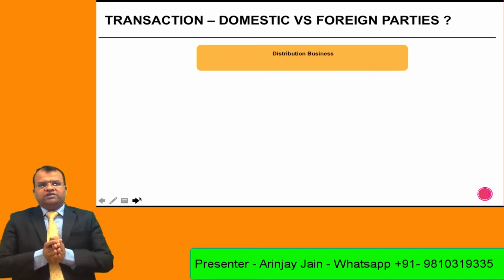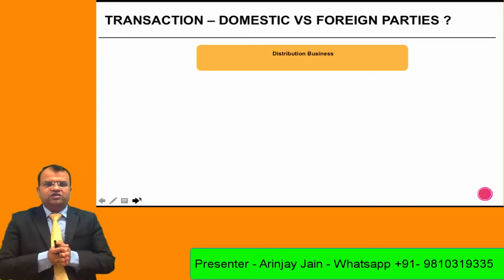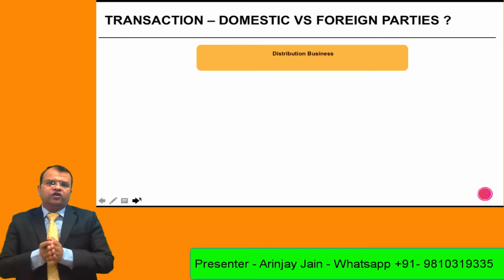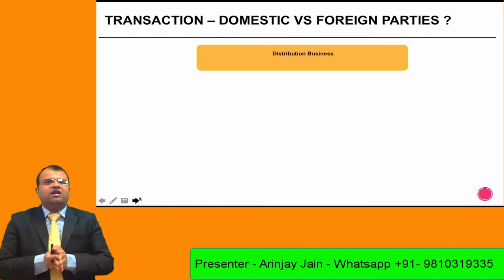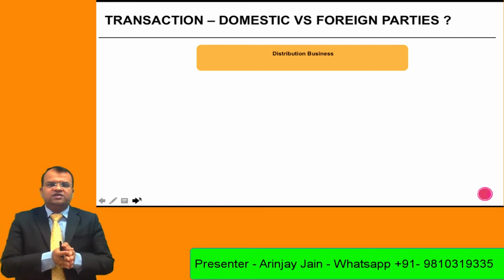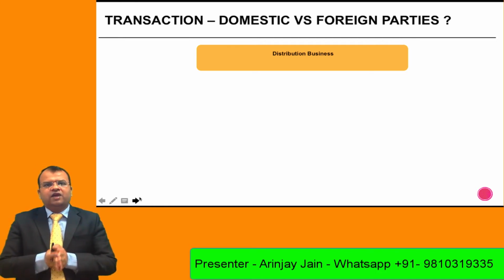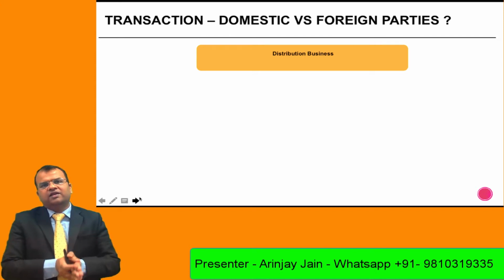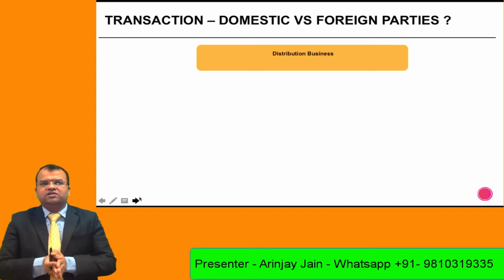So in the following businesses, they are covered under the ESR regulations only when the transaction being carried out is with a foreign party. If you're having a transaction with a domestic party, then these regulations are not applicable. So which are these businesses? The first one is the distribution business. What a distribution business is, and what is covered there, is something we're going to look at in a later part when we go down to sector-specific regulations.